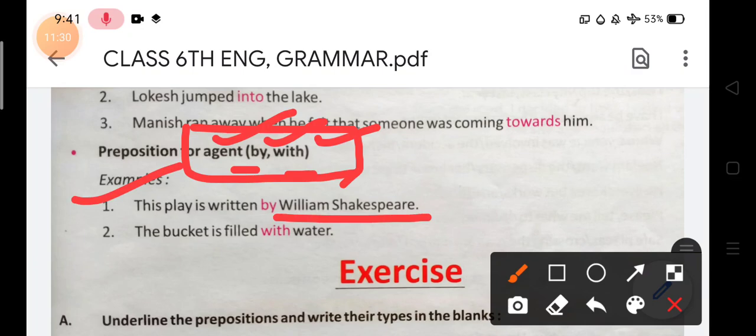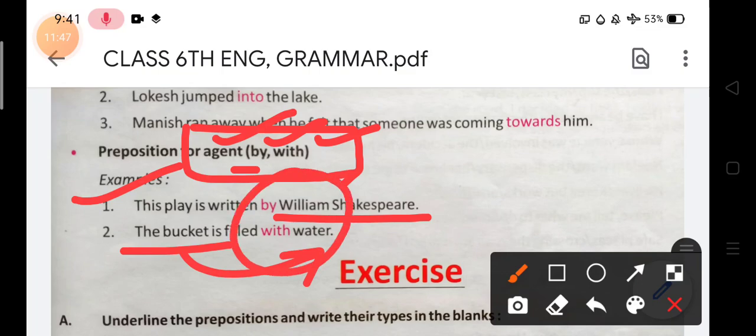Agent का मतलब किसी चीज का owner, you can say, because he is the owner, he has written this play. And after that, the bucket is filled with water. So what is the agent? That through which the bucket is filled. So this is the major point that you should understand, that by and with, these two prepositions always tell us about the agent.